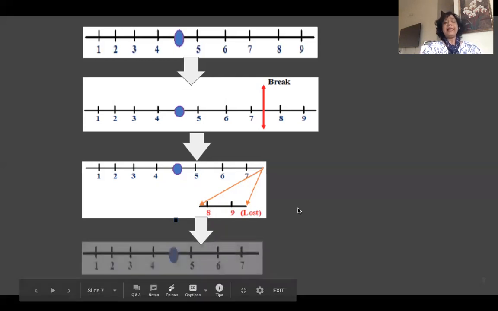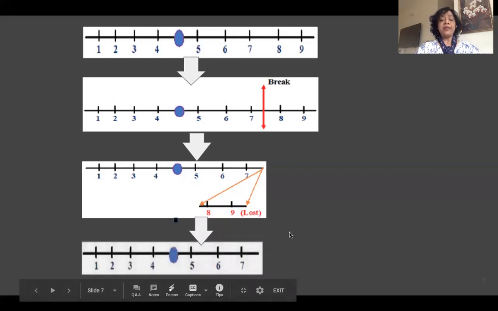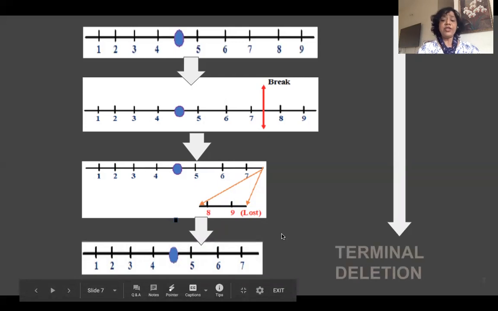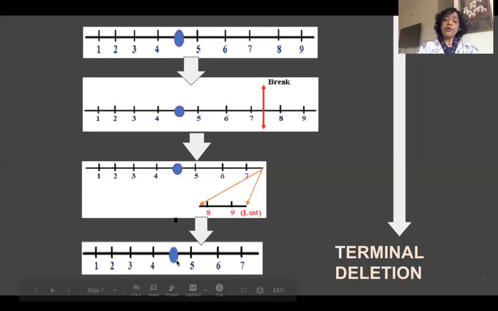Now, the next line diagram. This is the resulting chromosome which is showing terminal deletion. What do we have here? We have the chromosome with the genes 1, 2, 3, 4, centromere, 5, 6, and 7. What is lost is 8 and 9, the terminal segment. This line diagram shows terminal deletion. I hope, students, you have understood this line diagram.